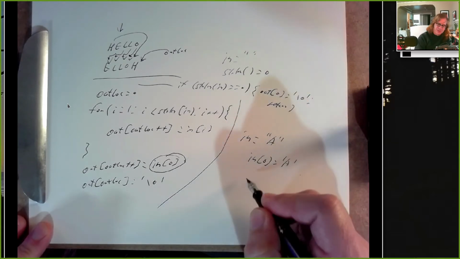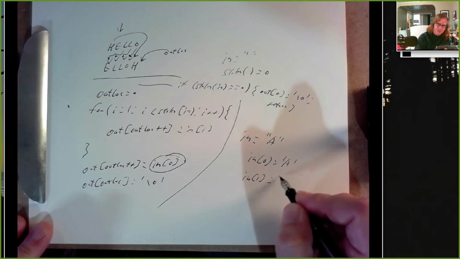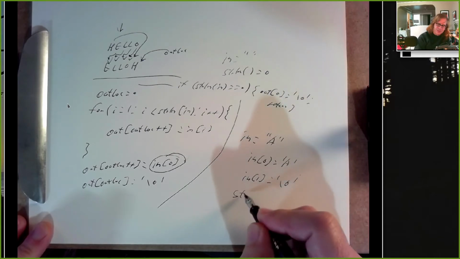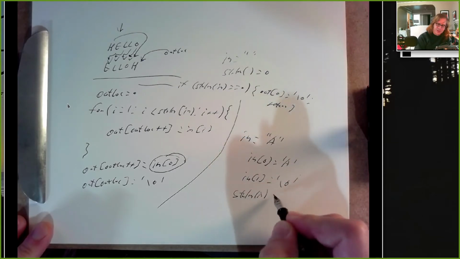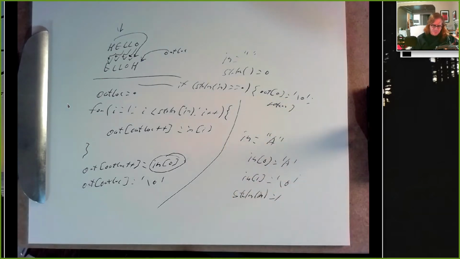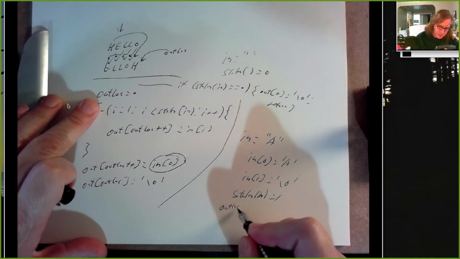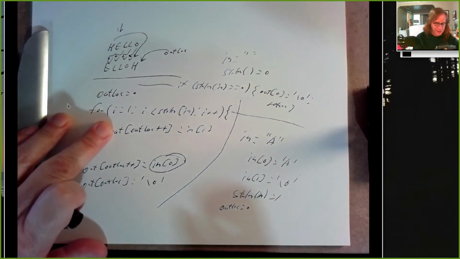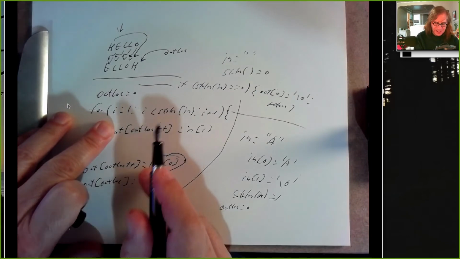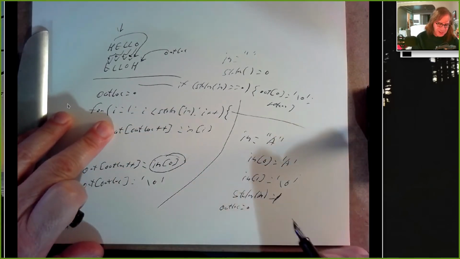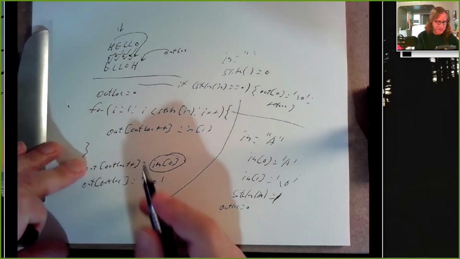So character 0 is A, character 1 is the null terminator, and the string length of the input is 1. Alright, so play computer, pretend you're the computer. We're going to set output location equal to 0. We're going to say for i equals 1, i is less than the string length. Well, the string length is 1, so again this for loop never fires.